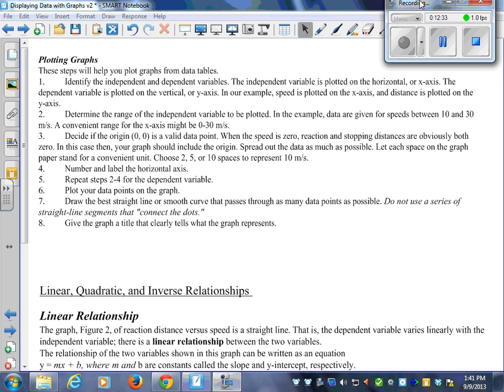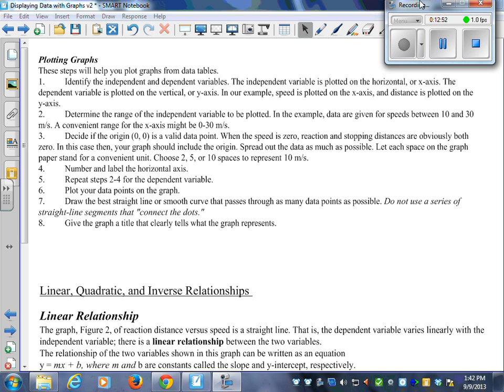Okay, so just a quick refresher on how to plot graphs. I'm not guessing that anyone here has never plotted a graph. I'm sure you all have. So just a quick refresher. Identify the independent and dependent variables. Okay, try to do that without asking me, and try to do it without saying which one goes on the bottom. Right? Think about which one you're controlling and which one you're measuring.